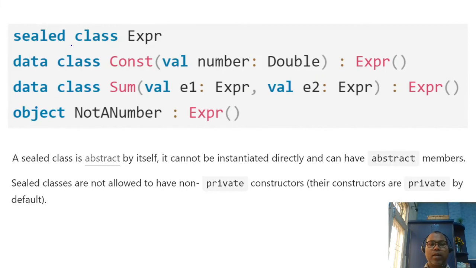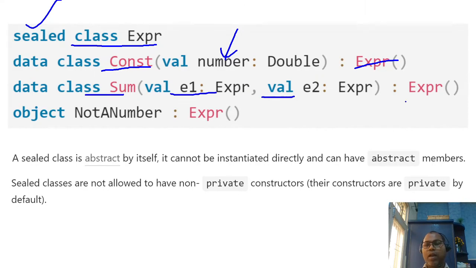One is the class Expression. We mark it as sealed, and we have one subclass, Constant, that takes one input, and is a subclass of Expression, and another class, Sum, that takes two input variables and is a subclass of Expression. So in this way, you can say a sealed class is abstract by default. Please ensure that all sealed classes are abstract by default.